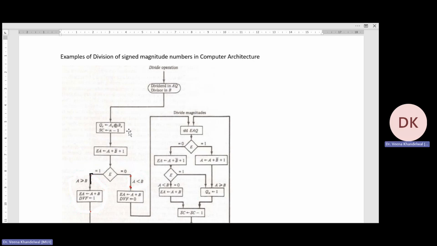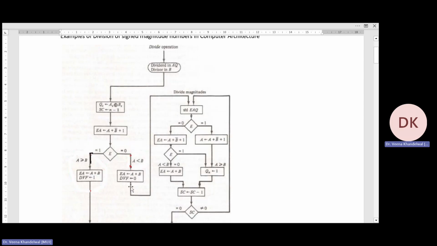Now, first of all, we compute A plus B complement plus 1. And if e is equal to 1, then we have a divide overflow. And if the value of e is 0, then we do not have the divide overflow. So if there is no divide overflow, that means A is less than B. And then we follow this side of the algorithm.